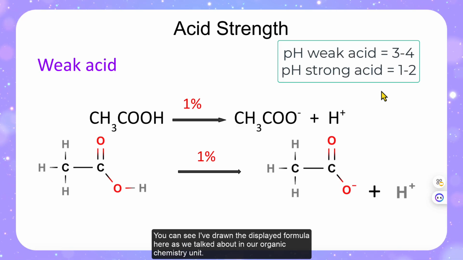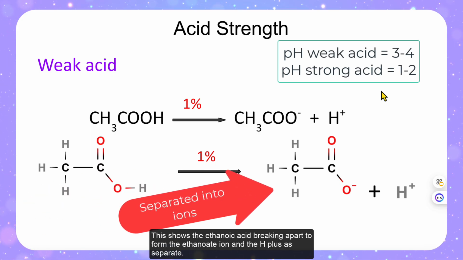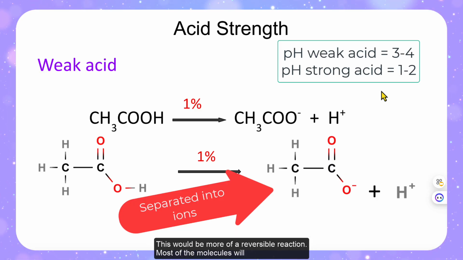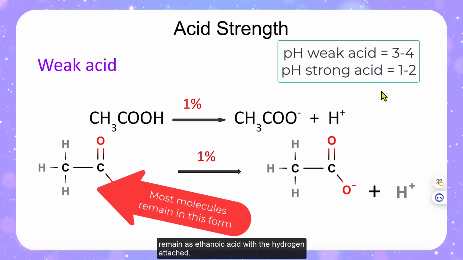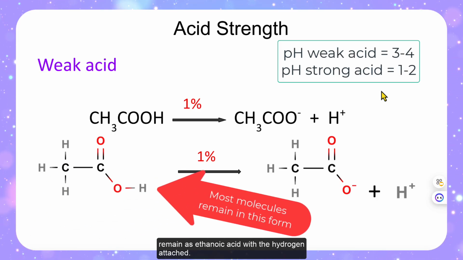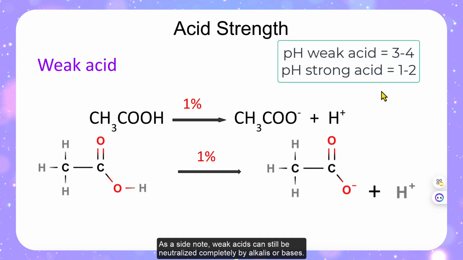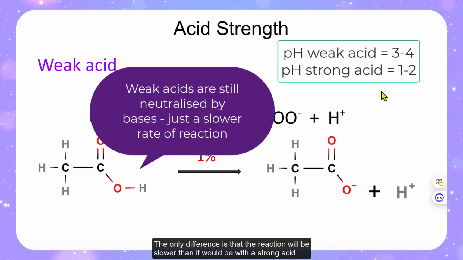You can see I've drawn the displayed formula here as we talked about in our organic chemistry unit. This shows the ethanoic acid breaking apart to form the ethanoate ion and the H+ as separate. This would be more of a reversible reaction. Most of the molecules will remain as ethanoic acid with the hydrogen attached. As a side note, weak acids can still be neutralized completely by alkalis or bases. The only difference is that the reaction will be slower than it would be with a strong acid.